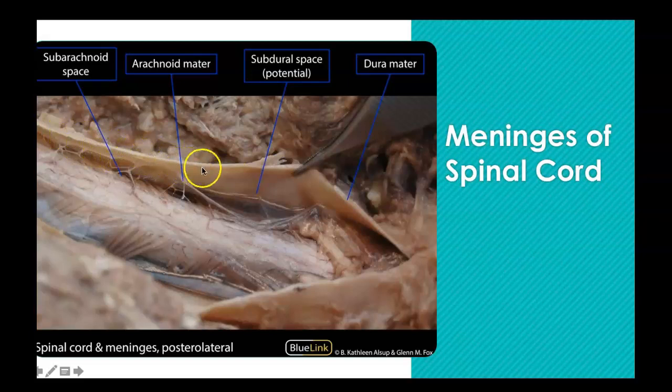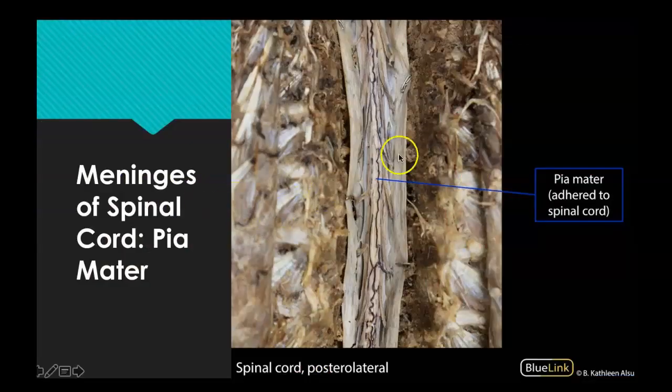So deep to that dura mater, we would have your subdural space, which remember is a potential space. We only have minimal amounts of serous fluid here. And deep to that would be your arachnoid mater, this spider web or saran wrap-like structure. Deep to the arachnoid mater, we would find your subarachnoid space, which would be filled with cerebrospinal fluid. And once we peel away this arachnoid mater, we are able to see the pia mater that is adhered to the spinal cord. And just so you're aware, these were the spinal veins that I was referring to in the previous slides.